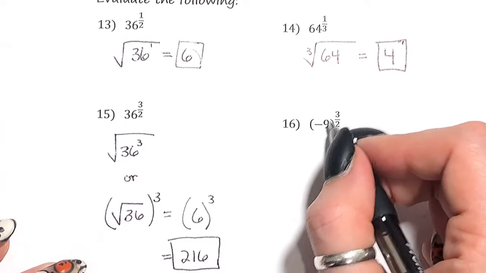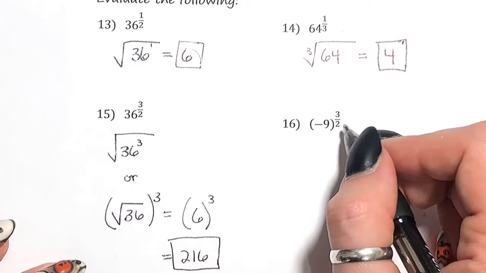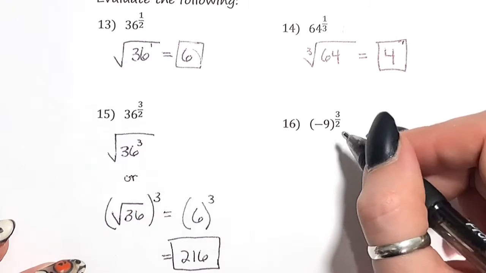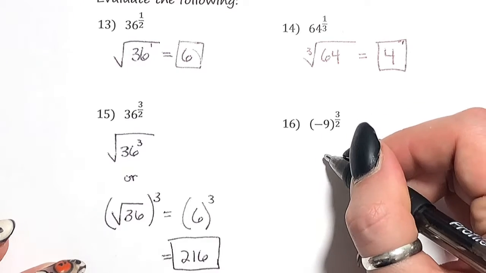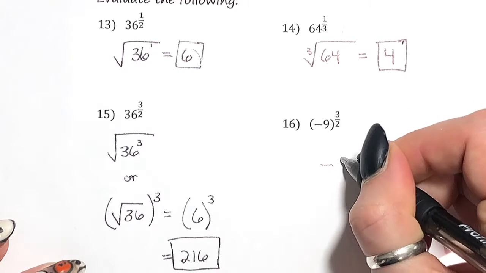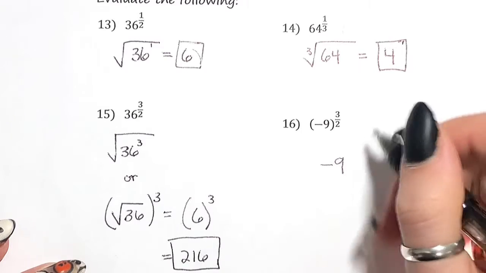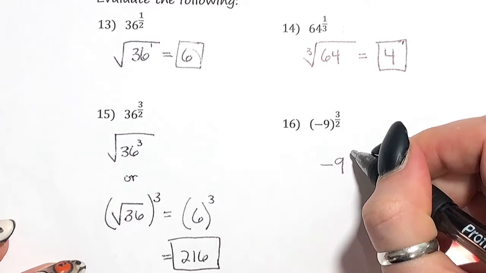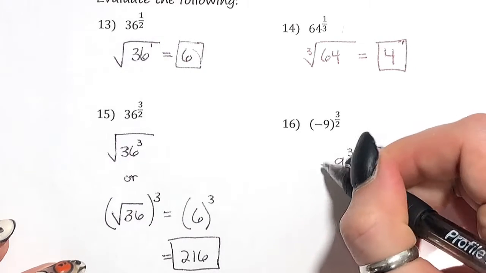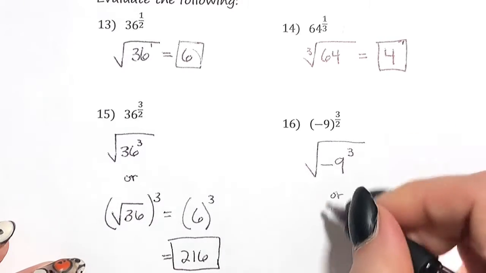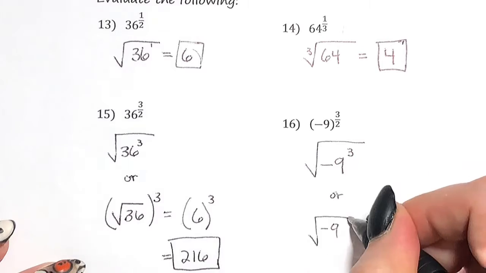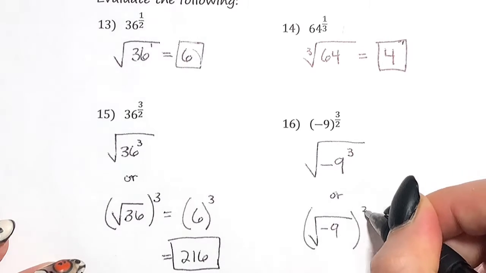Okay, notice this one, the negative is inside parentheses, so we need to keep that in mind when we're writing it. So I have a power of 3 and a root of 2. So I'm going to take my base with the -9, the negative's coming with it, and I can either do -9 cubed with the square root on the outside, or I can do -9 with the square root being cubed.